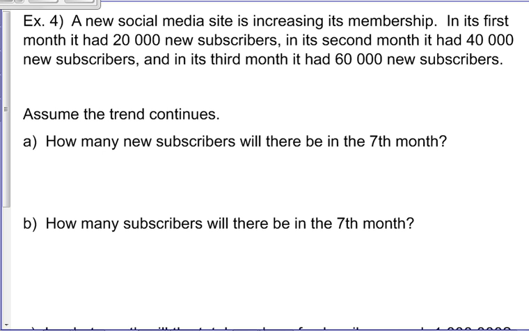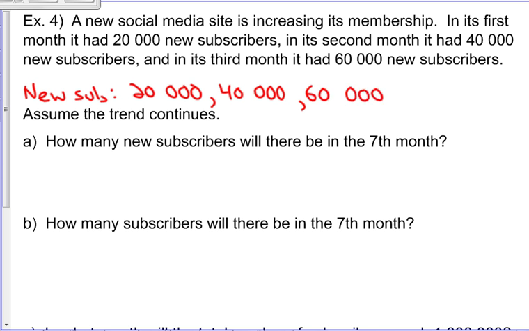In its second month, it had 40,000 new subscribers. In its third month, it had 60,000 new subscribers. So the new subscribers look like this: 20,000 by the end of the first month, 40,000 by the end of the next month, 60,000. These aren't total subscribers. These are new ones. Assume the trend continues.